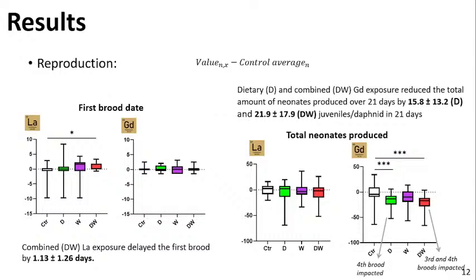by approximately 15.8 juveniles per Daphnia in the case of the dietary exposure, and 21.9 juveniles per Daphnia in the case of the combined exposure. And if we go even more into the detail, comparing all the different broods, knowing that there were 5, we saw that it was only the 4th brood which was impacted in the case of the dietary exposure, and it was the 3rd and the 4th broods impacted for the combined exposure, meaning that the 5th brood, which was the last one, was not impacted anymore by this type of exposure.